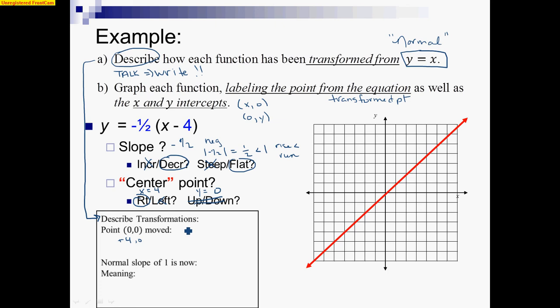So I write that. The normal slope of 1 is now negative 1/2, meaning that my normal line, graphed here in red, used to increase, and now my line decreases over its domain and is flatter than normal.